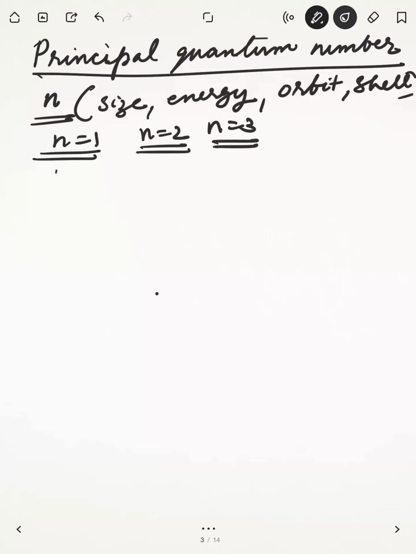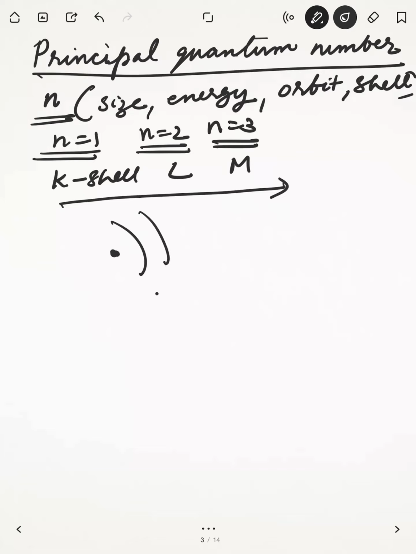When N is equal to 1, K shell. N is equal to 2, L shell. N is equal to 3, M shell. Energy increases with the increase of N. You can show it like this: 1, 2, 3, 4. Energy is increasing in this order.